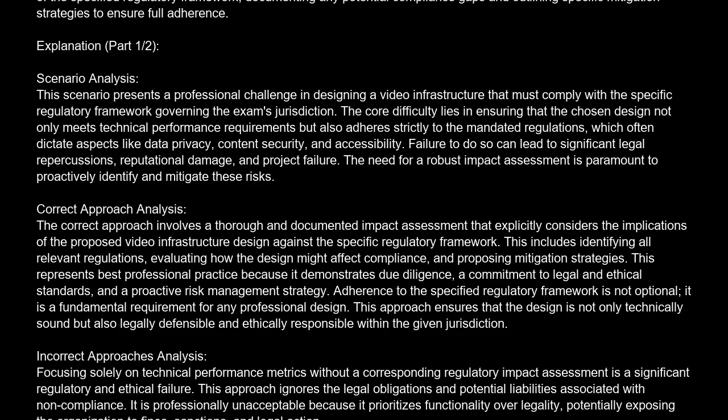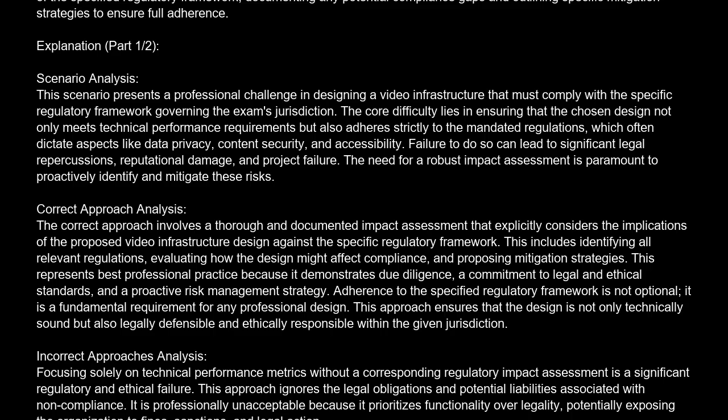The correct answer is D. Conduct a detailed impact assessment that maps the design's features and functionalities against each relevant clause of the specified regulatory framework, documenting any potential compliance gaps and outlining specific mitigation strategies to ensure full adherence.